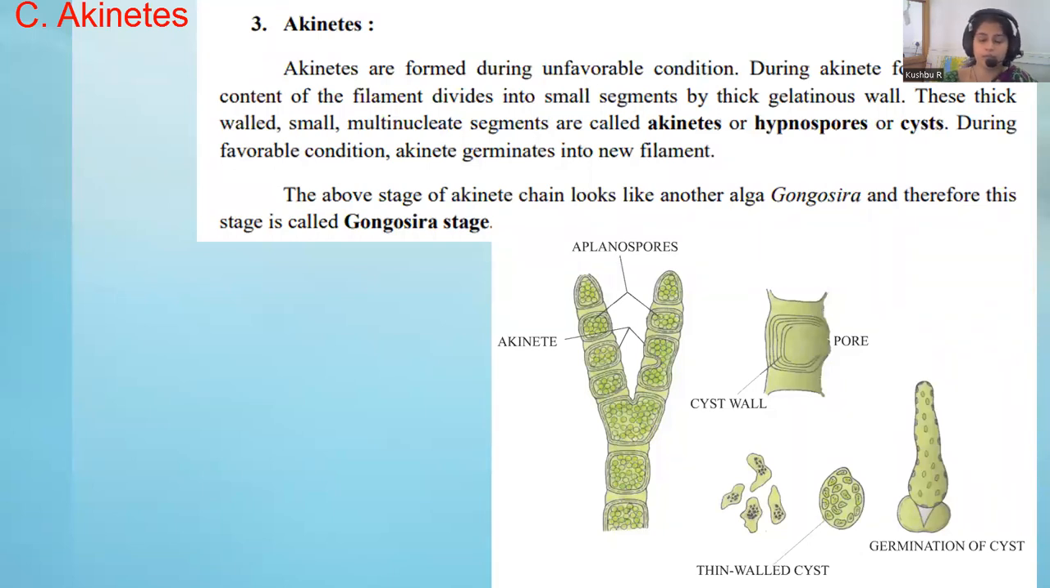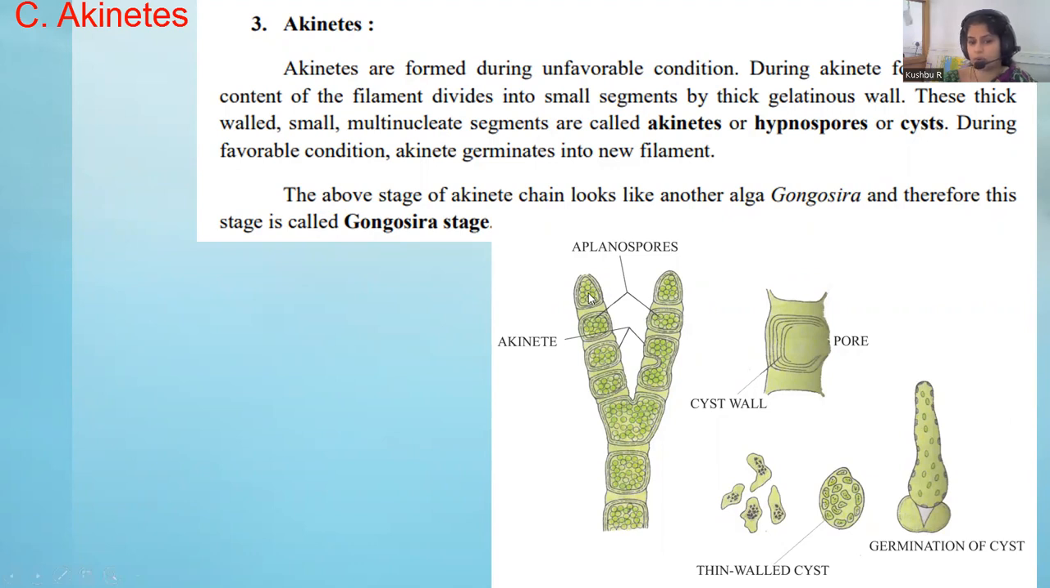And the last type of spore that is produced by Vaucheria is the akinete. Akinetes are also generally formed in unfavorable conditions, but the more significant quality of an akinete is that it is capable of storing reserve food materials. It is highly thick, recalcitrant in nature. It is a thick gelatinous wall, which makes it withstand harsh environmental conditions.